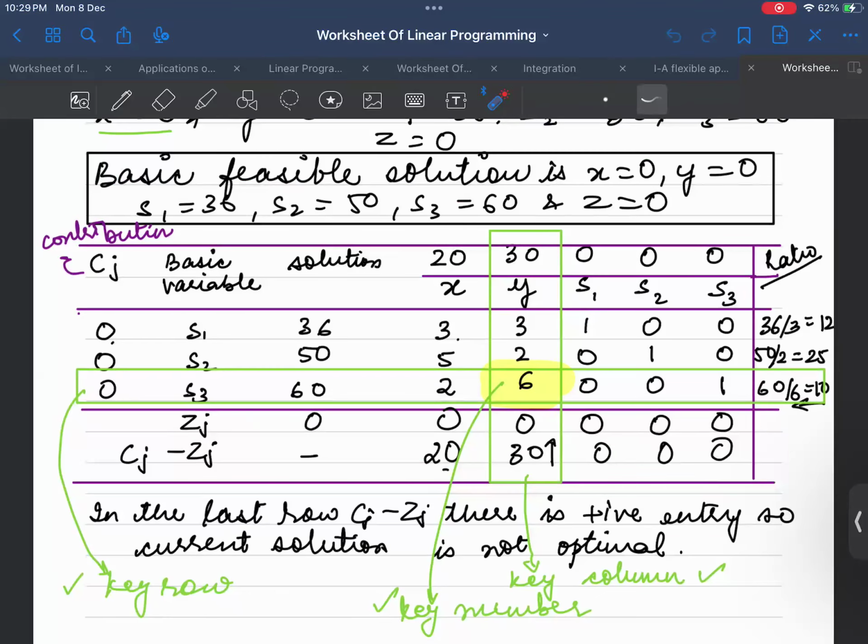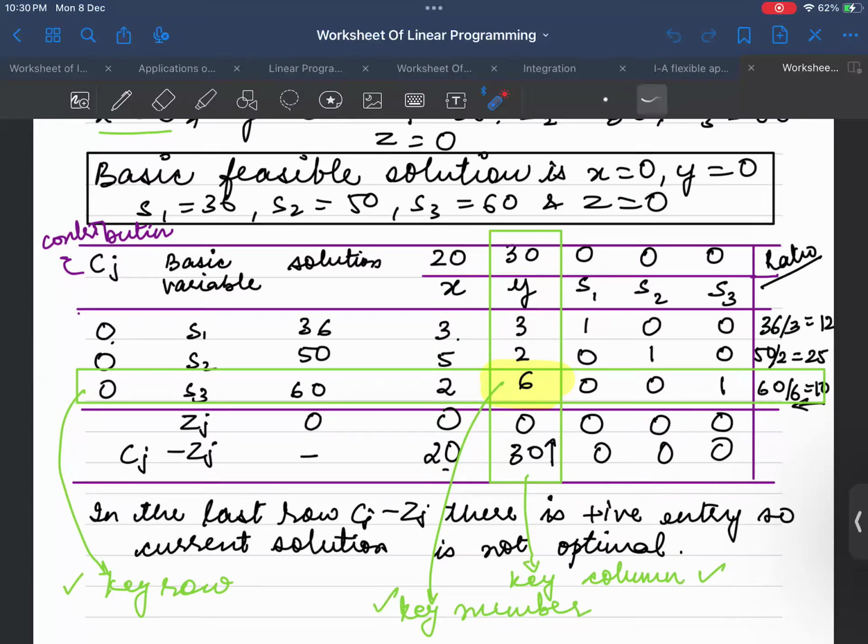We can see this is 0, and the contribution is also 0. The net profit is 0. We will check for the highest. What does it mean? If we bring y into the solution, right now the basic variables in the solution are S1, S2, and S3. If I bring y into the solution, then it would contribute 30 to the profit. The net effect would be 30. If I bring x, then the net effect would be 20. Which one has more effect? 30 is more. So that's why I will bring 30, and this would be my key column. I have highlighted it in a different color.